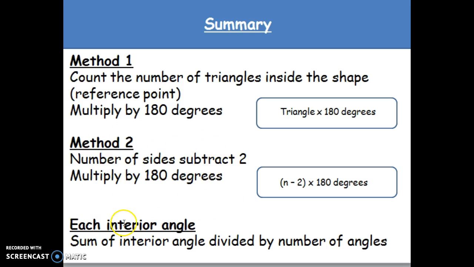And lastly, each interior angle. It's really just the total that you got from either method, and you divide it by the number of angles inside the shape.